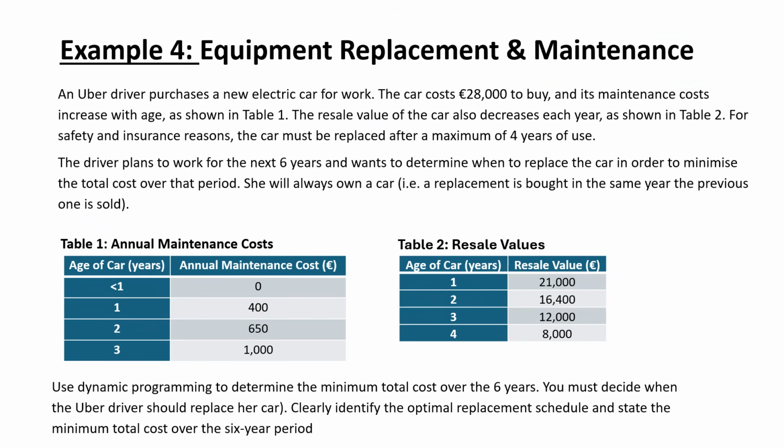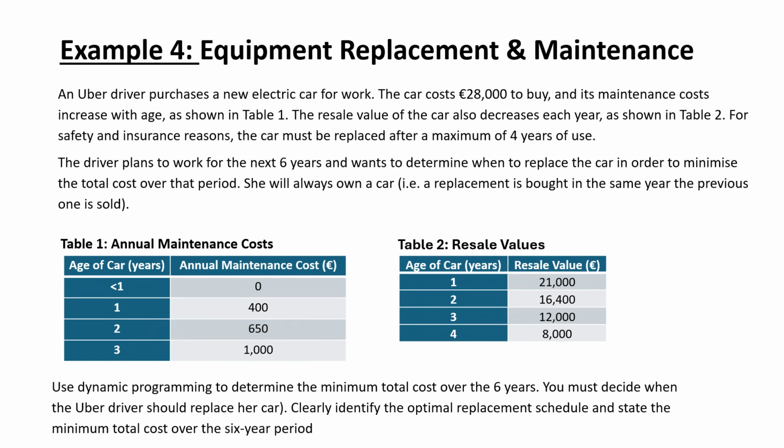Example 4 is an equipment replacement and maintenance question. So an Uber driver purchases a new electric car for work. The car costs $28,000 to buy, and its maintenance costs increase with age, as shown in Table 1. The resale value of the car also decreases each year, as shown in Table 2. For safety and insurance reasons, the car must be replaced after a maximum 4 years of use.